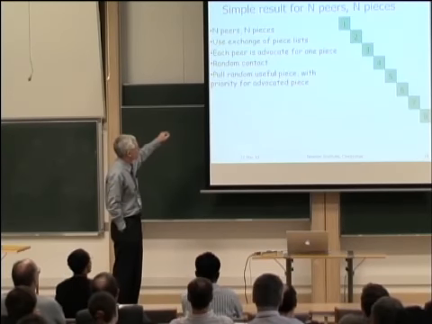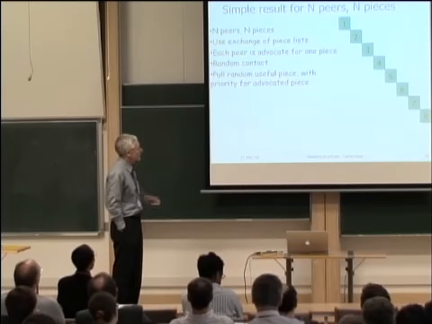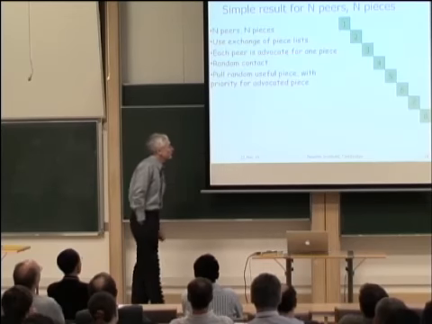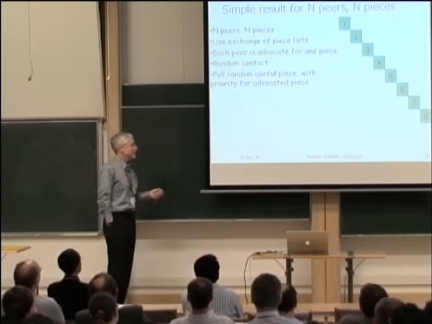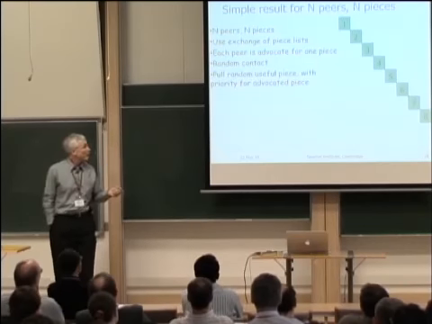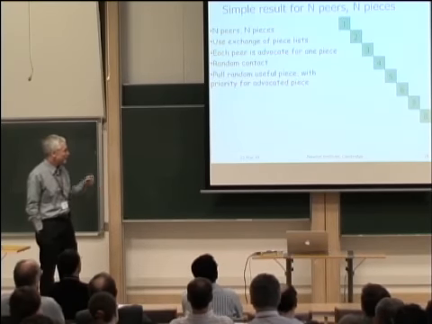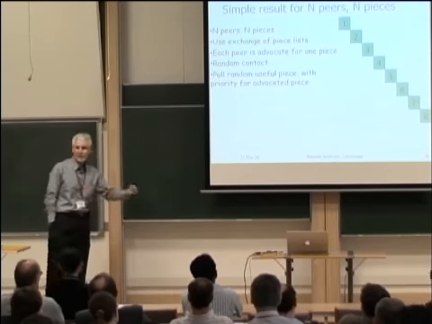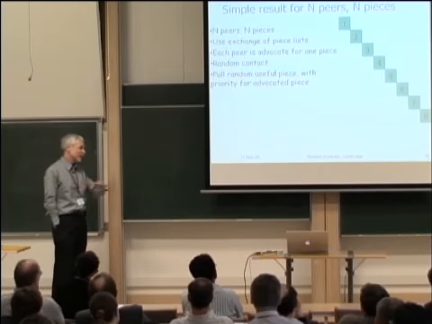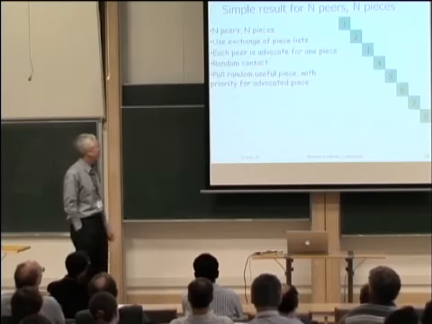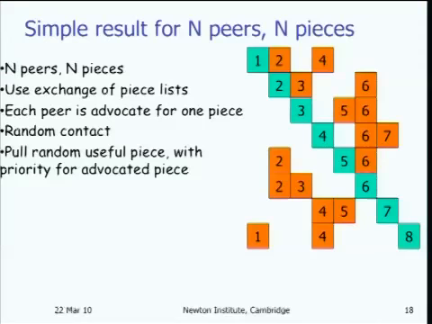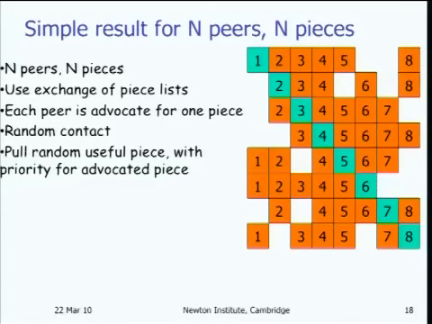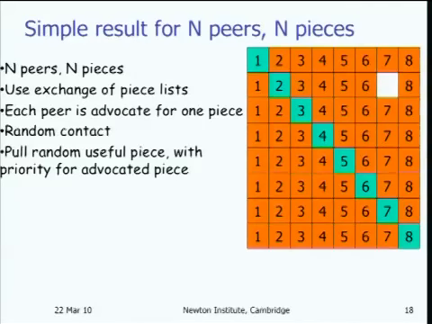When someone makes contact, say peer 2 contacts peer 6, so the peers are going to be the rows here again, then if peer 2 already has piece 6, peer 2 gets a random piece. But if peer 2 doesn't have piece 6 yet, since peer 6 is an advocate for piece 6, it gives priority to that piece. So if anyone contacts peer 6, it always gives out piece 6 first, and then something else. Actually, with this model, it's hard to tell if the peers are the rows and the pieces are the columns, or vice versa. It doesn't matter very much.